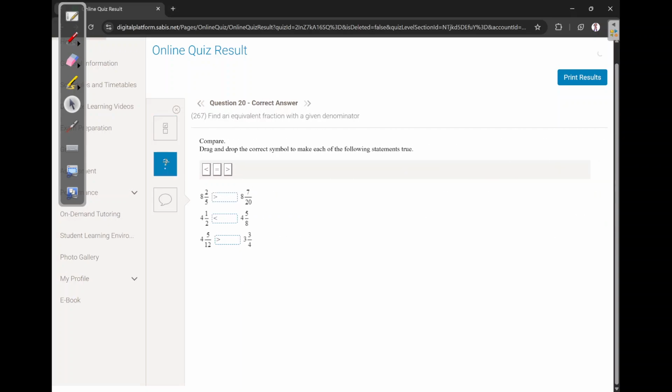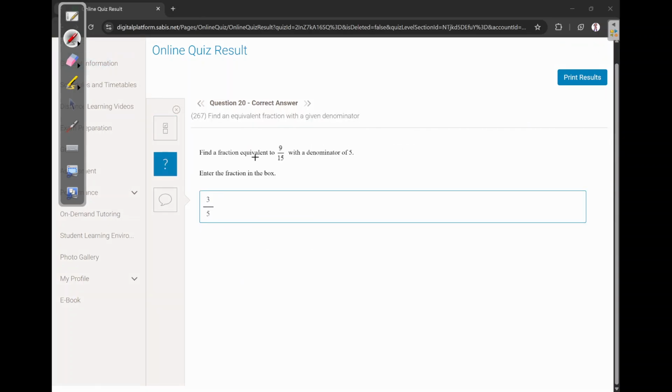Question 20. Answer the fraction in the box. 9 out of 15 with a denominator of 5. We know the denominator is 5, so we put 5, and we divide it by 3 to get 5, and then we divide 9 by 3 equals 3 out of 5.